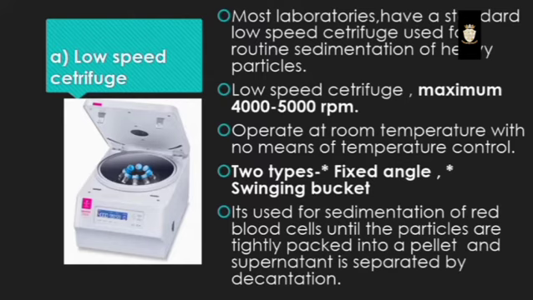First one is the low-speed centrifuge. Most laboratories have a standard low-speed centrifuge used for routine sedimentation of heavy particles. Low-speed centrifuges have a maximum of about 4000 to 5000 rpm. They operate at room temperature with no means of temperature control.